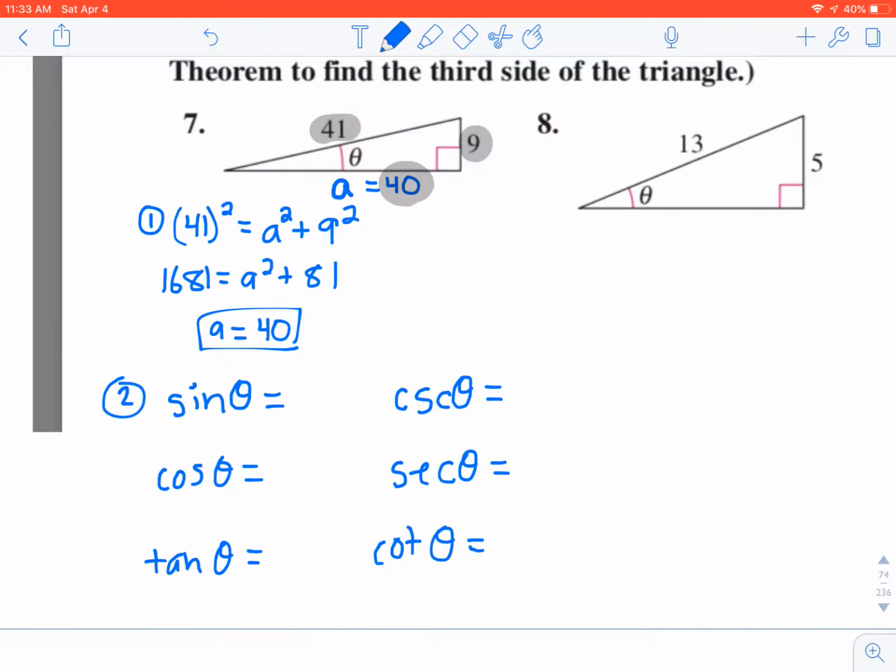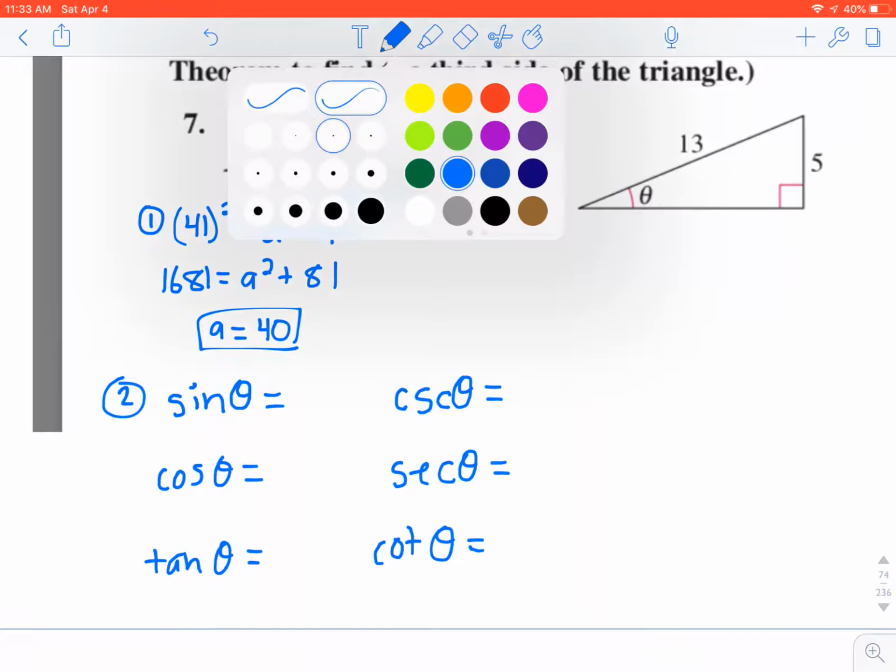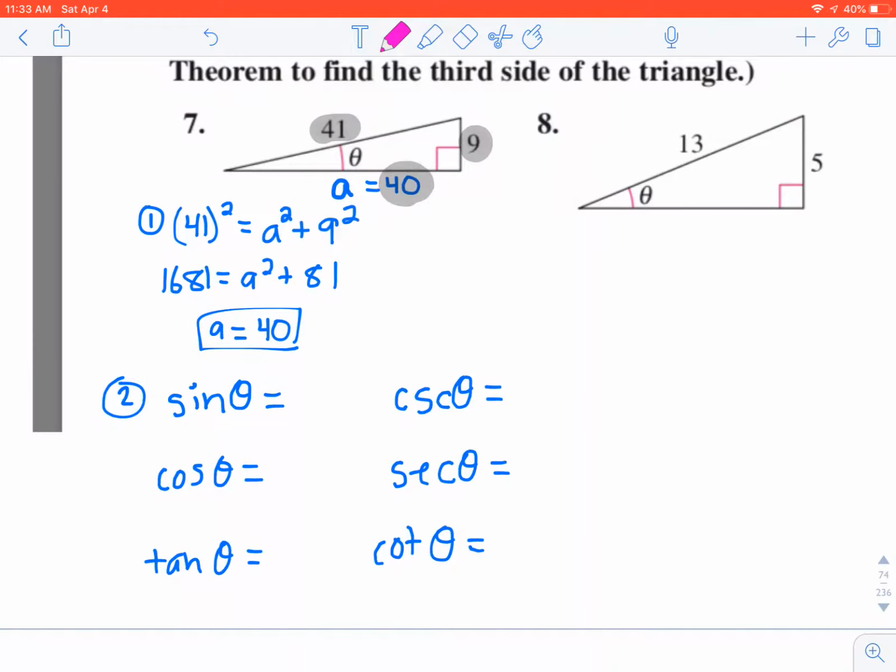Going back to sine theta, and remember, always go back to your theta, which is right here. The opposite of that is 9. The hypotenuse is 41. So 9 over 41. The cosecant is the reciprocal of sine, so that's going to be 41 over 9.